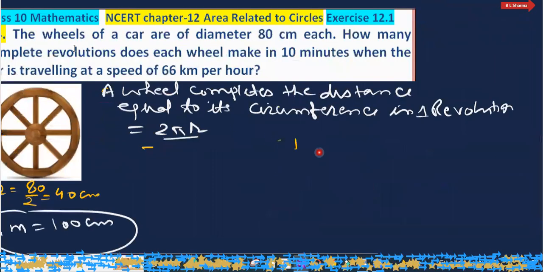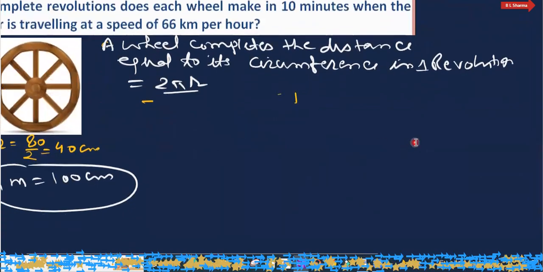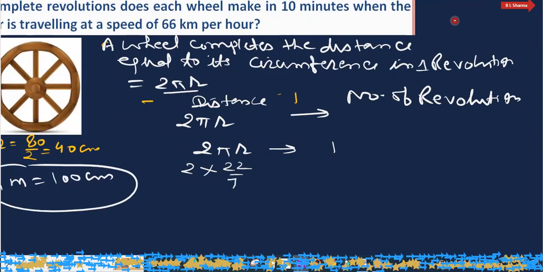So now, say here, 2 pi r distance. Now we have to write here distance covered, and this time we have to write number of revolution. 2 pi r distance cover करेगा तो revolution है 1. I can write 2 into 22 by 7, and what is radius? 40. The number of revolution is 1.